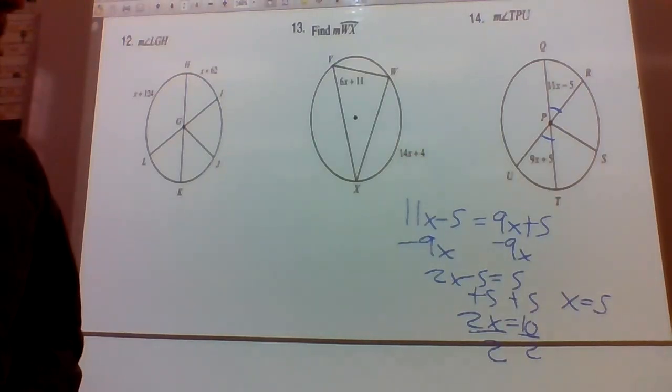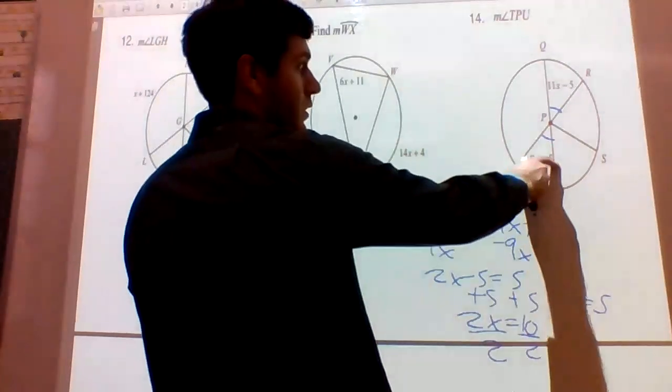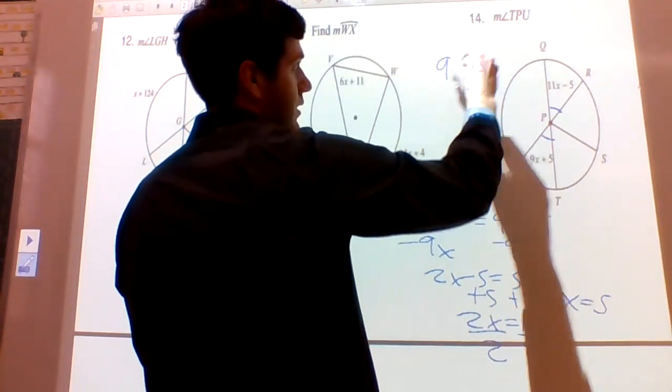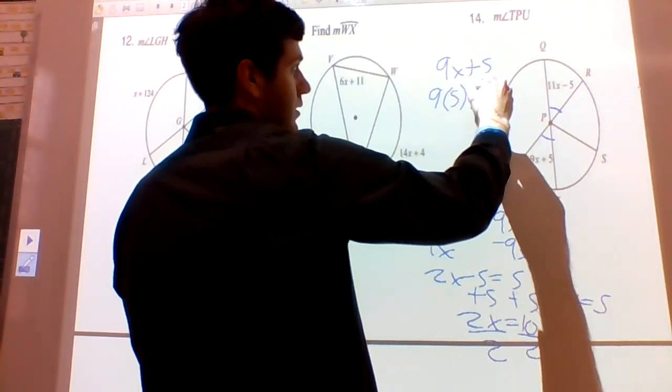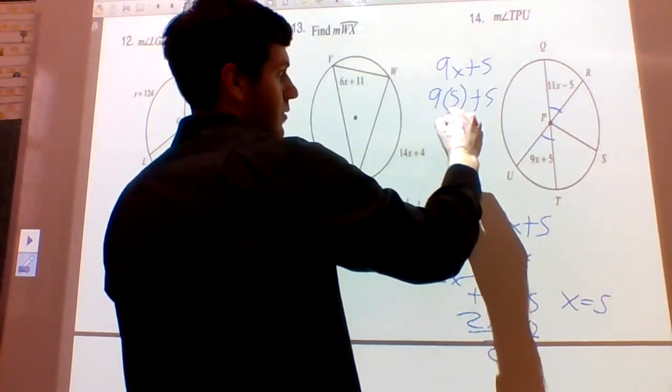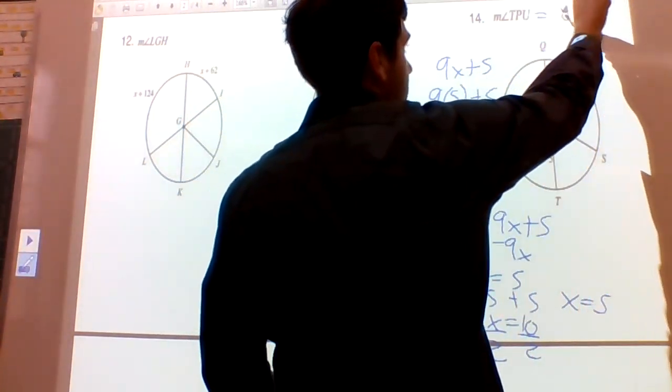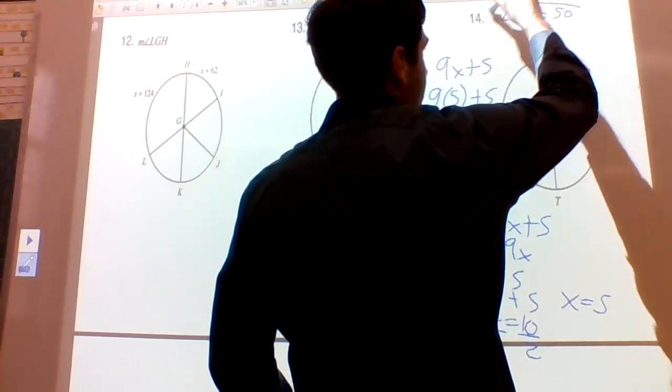We want to find the measure of angle TPU. So all we do is substitute that in. 9x plus 5 is 9 times 5 plus 5. 45 plus 5 is 50. So the measure of angle TPU is 50.